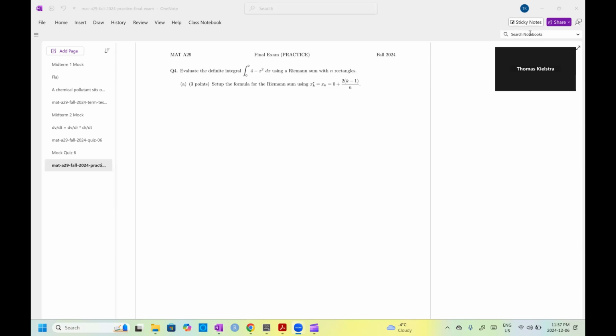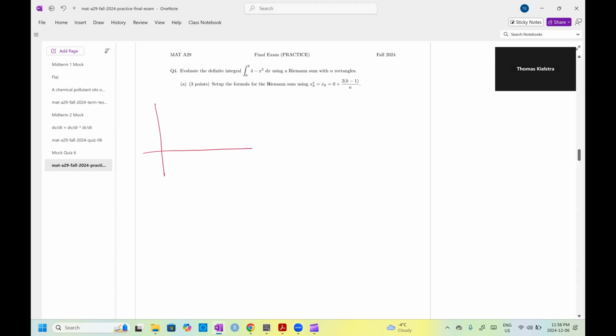In question 4, we are looking at solving a definite integral. And we're going to solve it in two ways. One, we're going to construct a Riemann sum and use that to compute the definite integral. And the second way we're going to solve the definite integral is by using the fundamental theorem of calculus. So first, what we need to do is set up the Riemann sum formula for this expression.